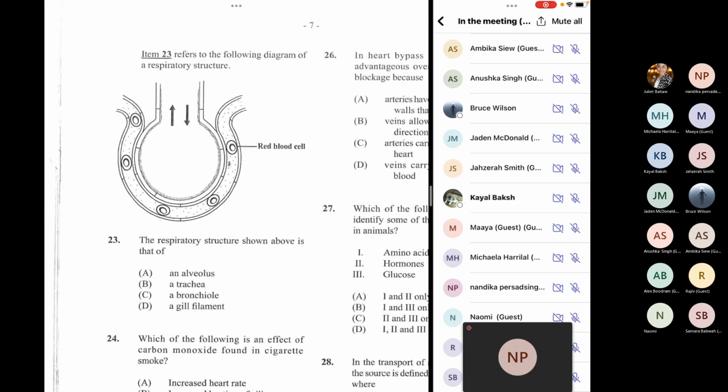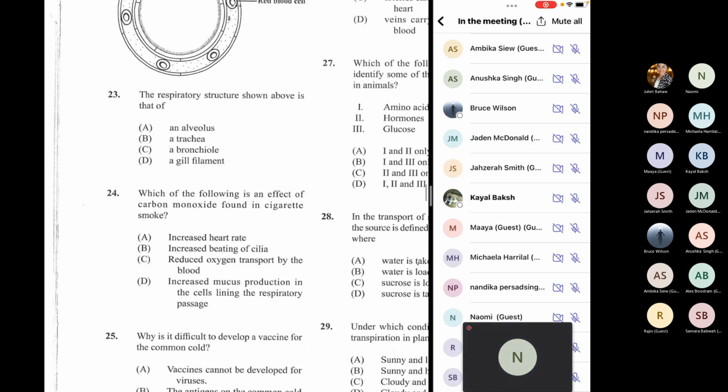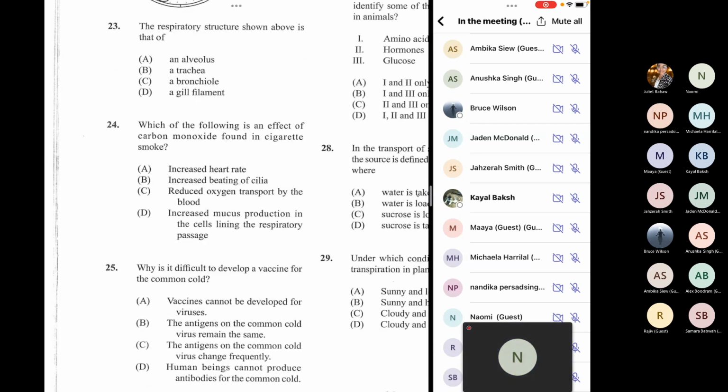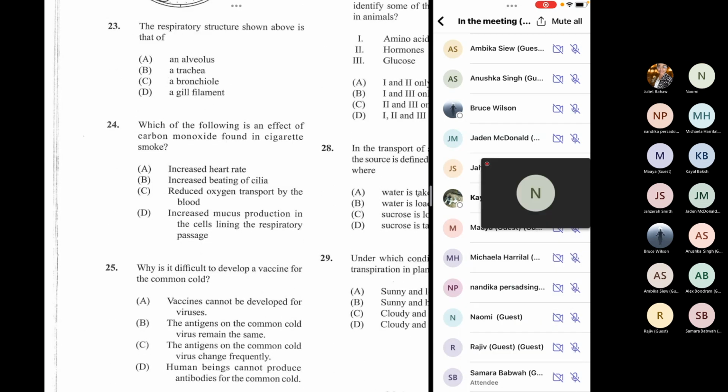23. Okay, so the respiratory structure shown above is that of A. Very good. Alveolus. Next person. Rajiv.